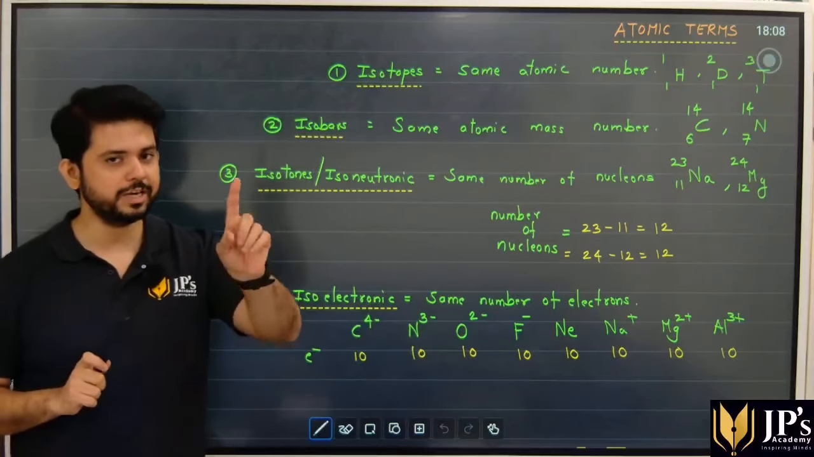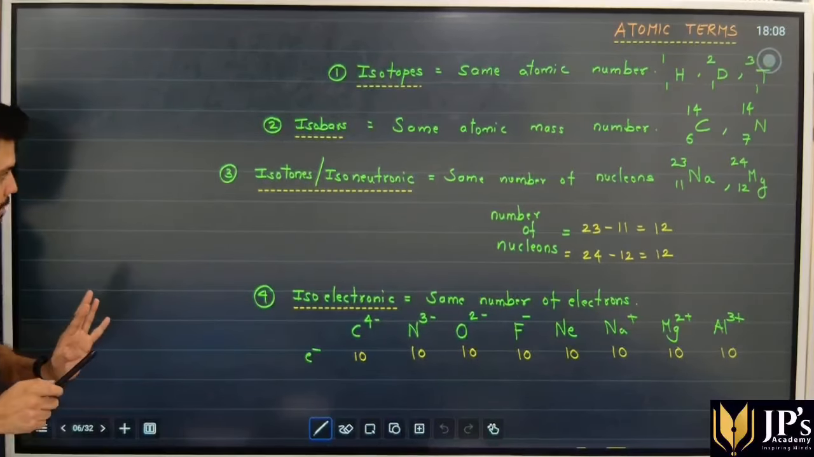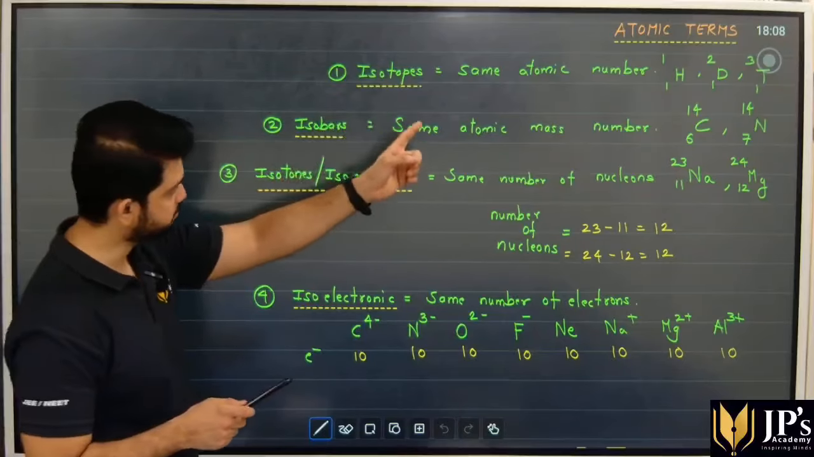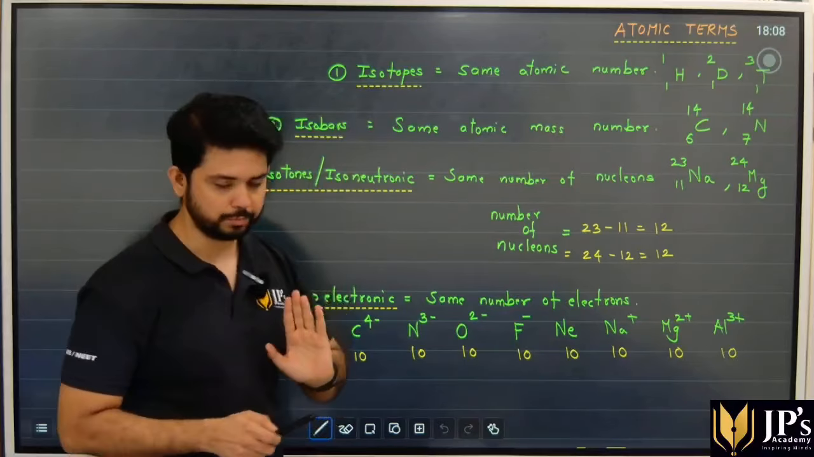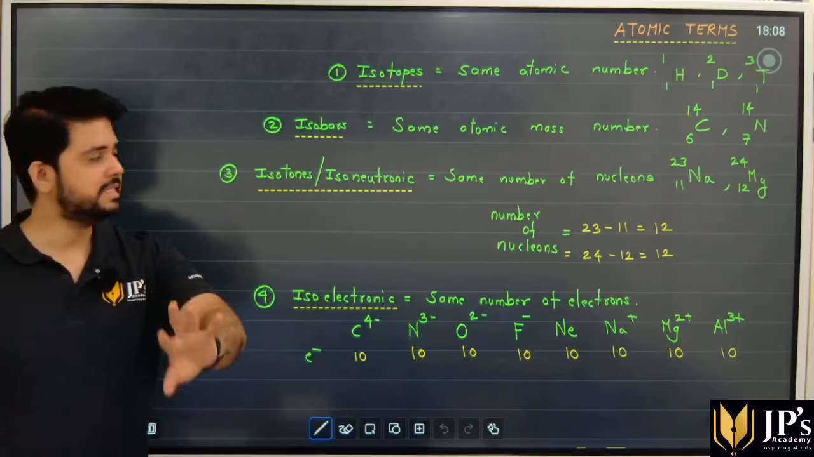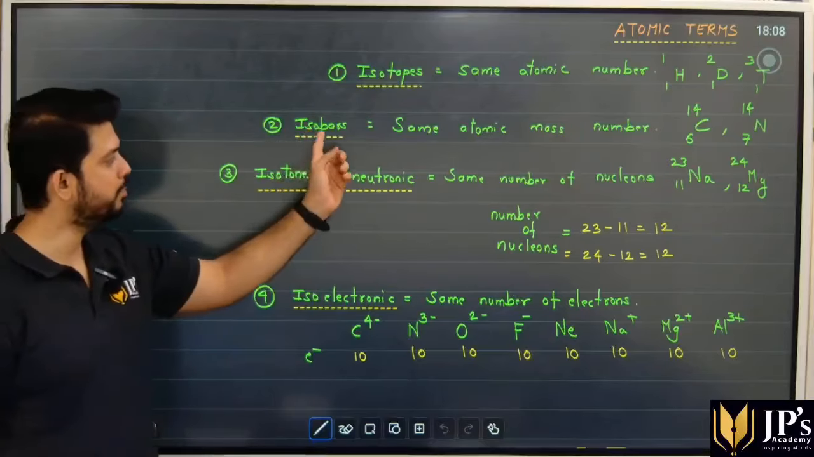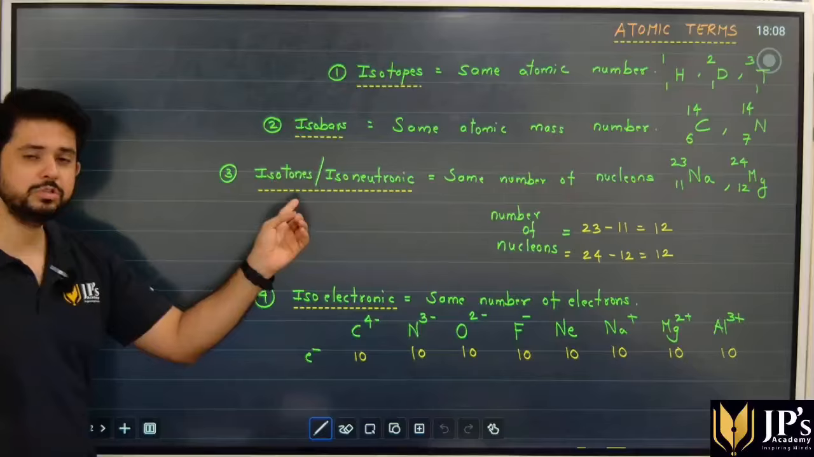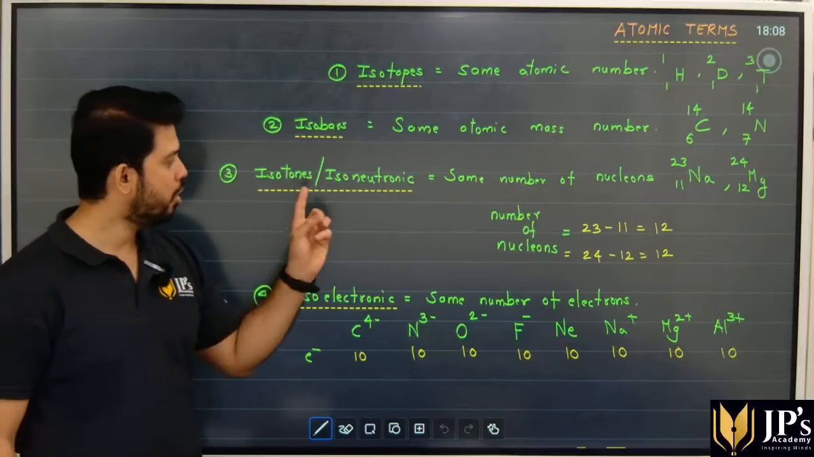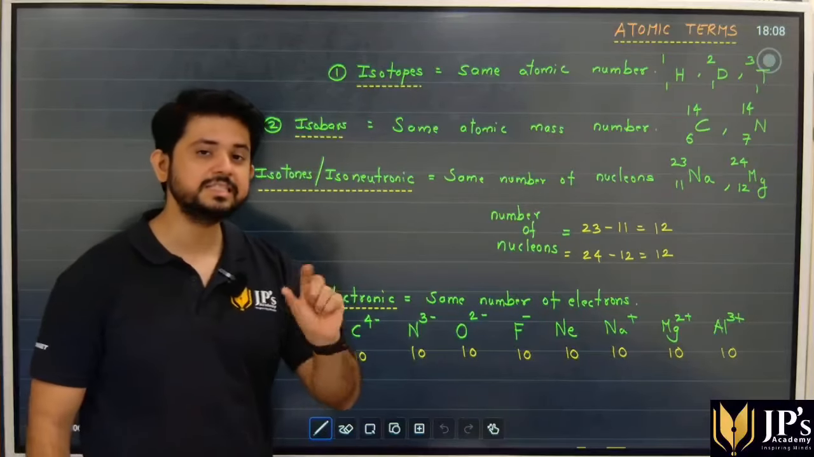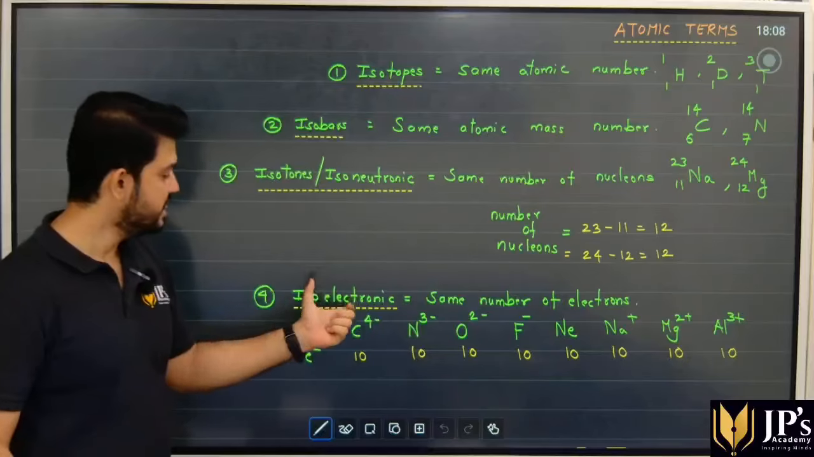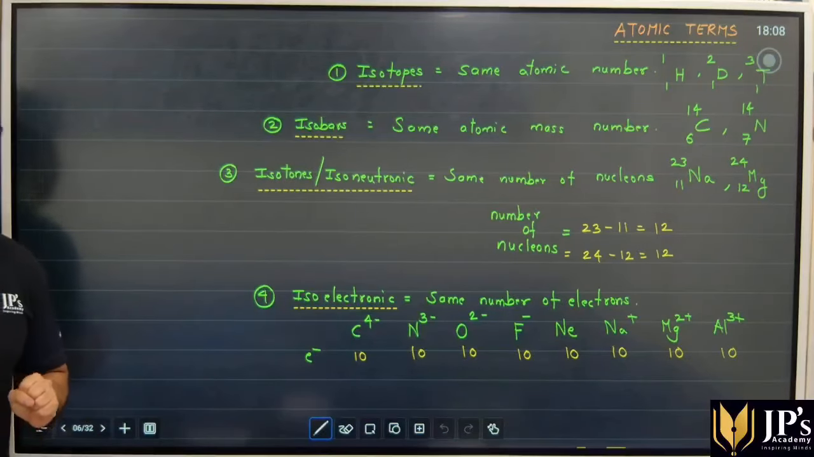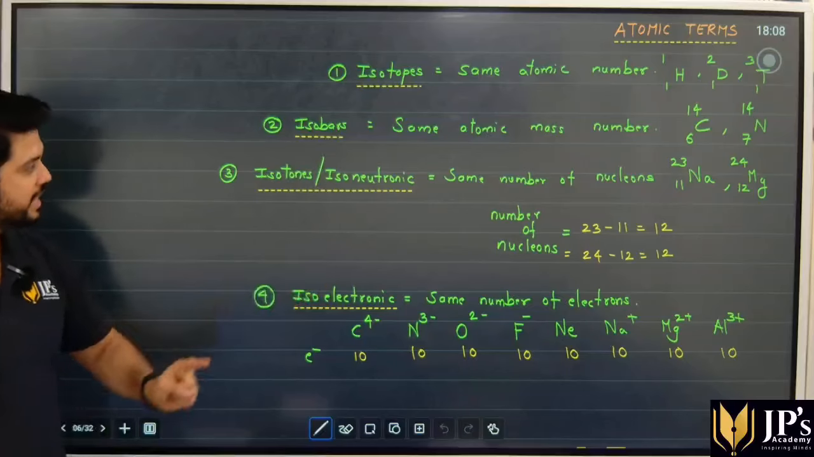Students, I have not mentioned atomic number and atomic mass number, but I have mentioned some other important atomic terms, starting with isotope. Isotope, same atomic number. Isobar, same atomic mass number. Isotones or isoneutrons or isoneutronic species are same number of neutrons. Next we have isoelectronic, which is same number of electrons. I have also given the examples.